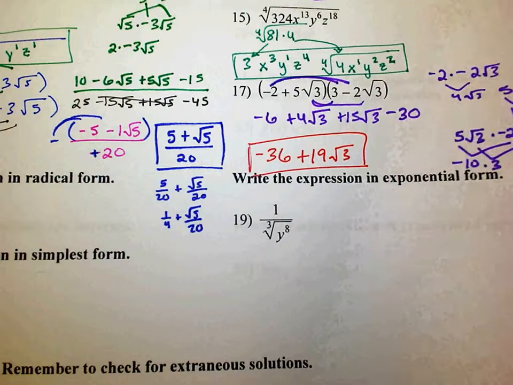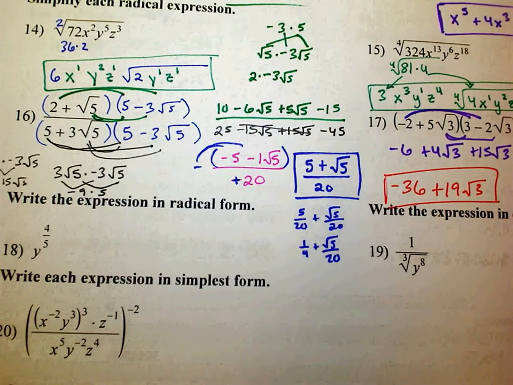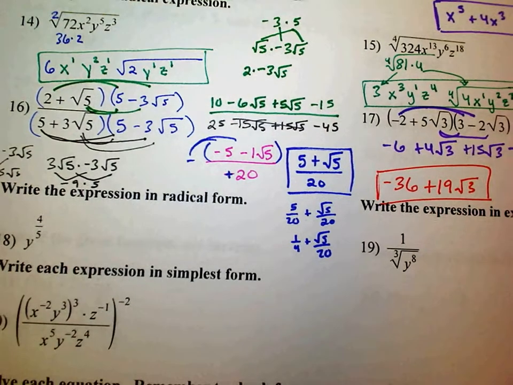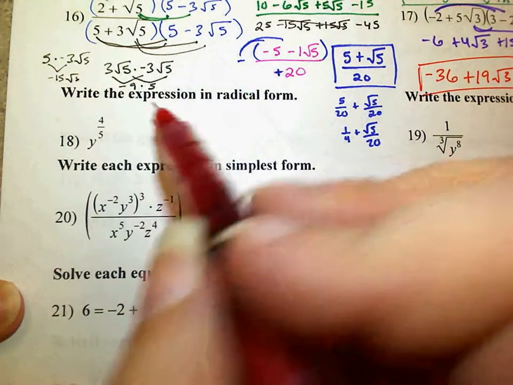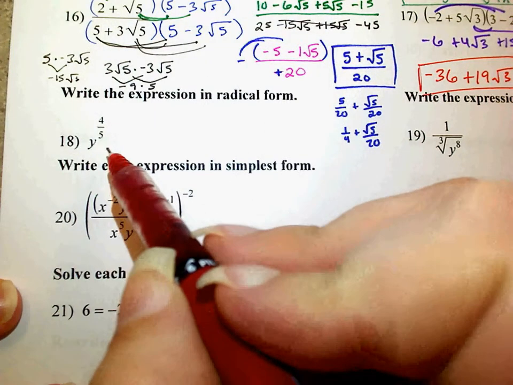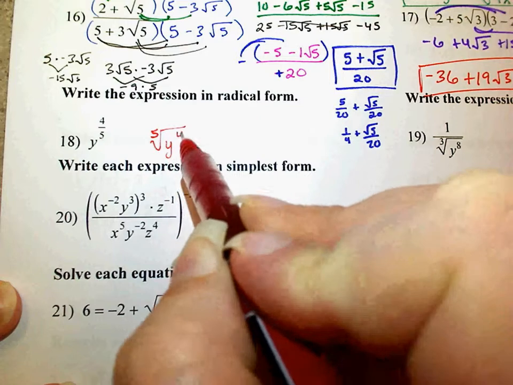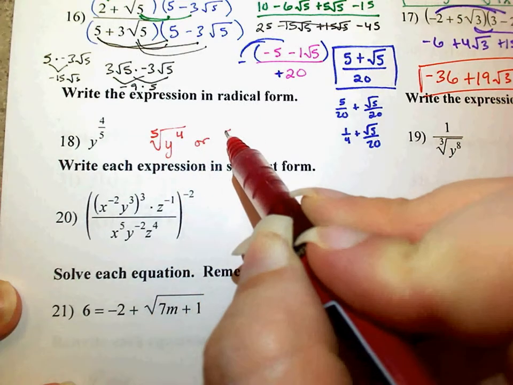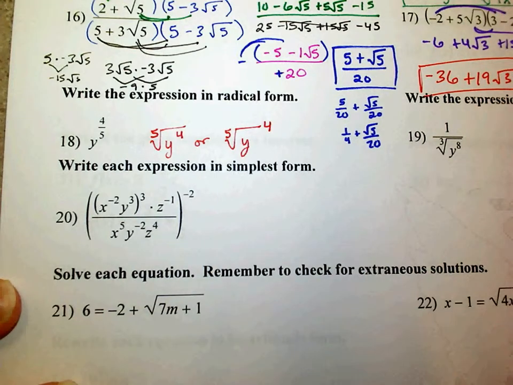Alright, let's move on to 18. Write the expression in radical form. So remember, when you have a rational power like this, 4/5, the root is the bottom, just like on a tree, the roots are on the bottom. So it's the 5th root of y to the 4th, like that, or the 5th root of y to the 4th out there. So either one is correct.